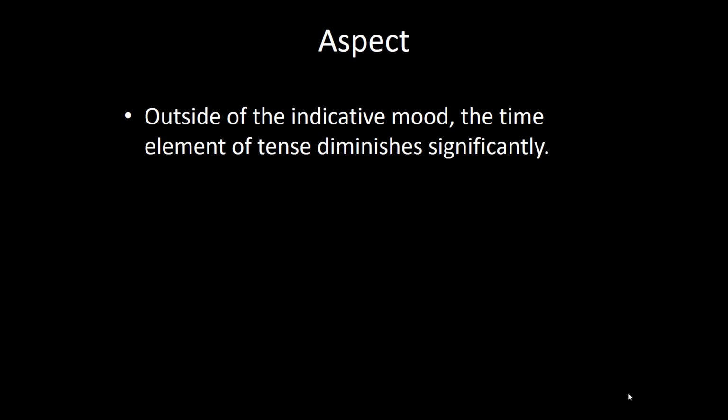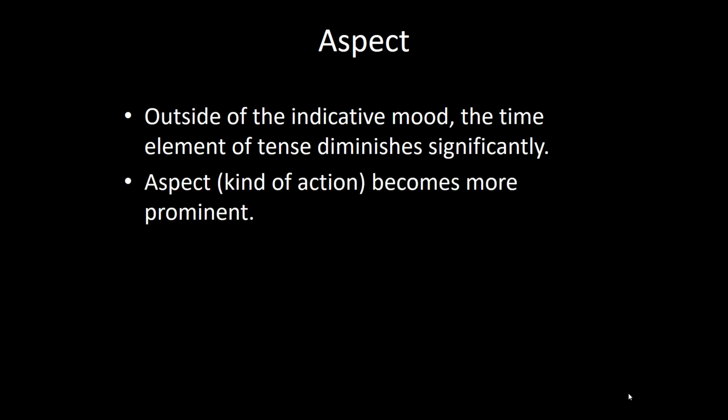So let's talk about this word aspect again. Outside of the indicative mood, the time element of tense diminishes significantly. So in the indicative mood, all the different verbs we've studied before, time was a part. Scholars disagree on how big of a part. In my view, time is a pretty big part of the indicative mood. It's not all there is, but it's a pretty big part of it. Outside of the indicative mood, time is pretty small and sometimes not evident at all. What becomes more prominent is this notion of aspect.